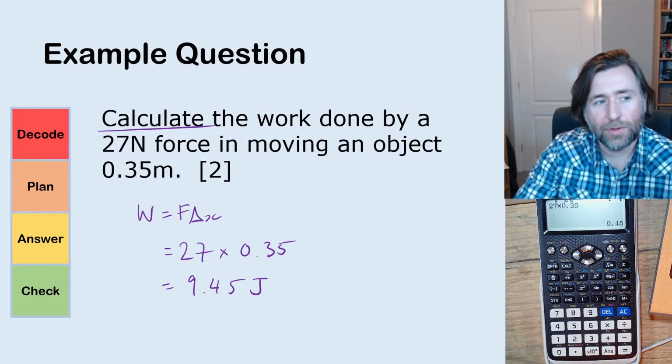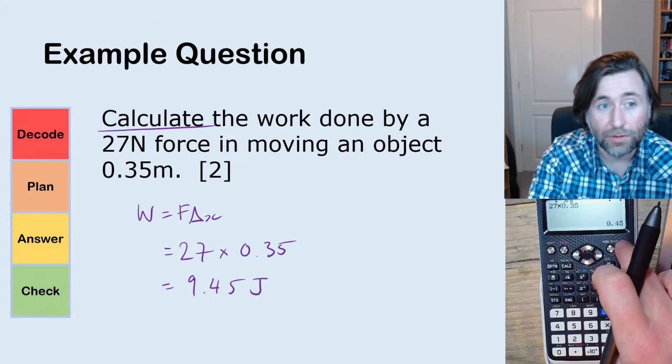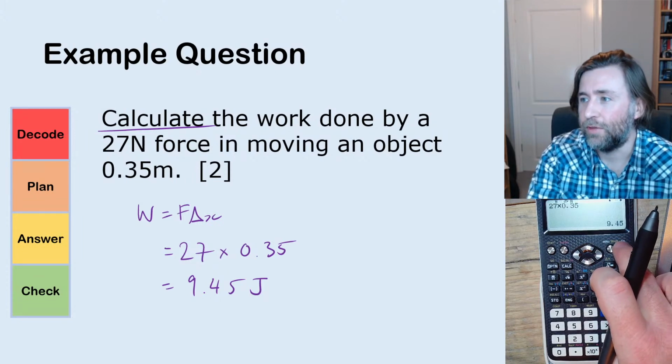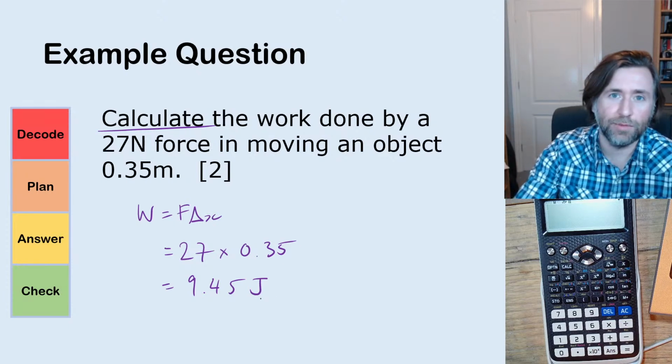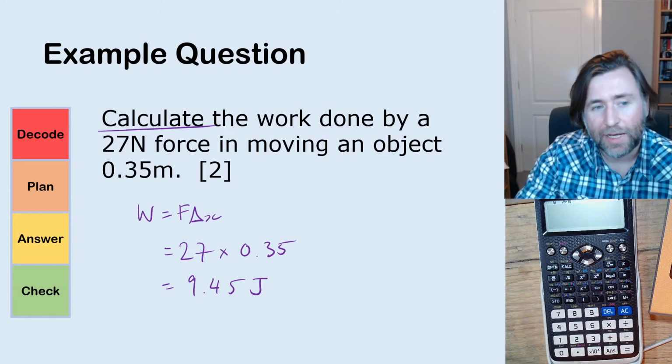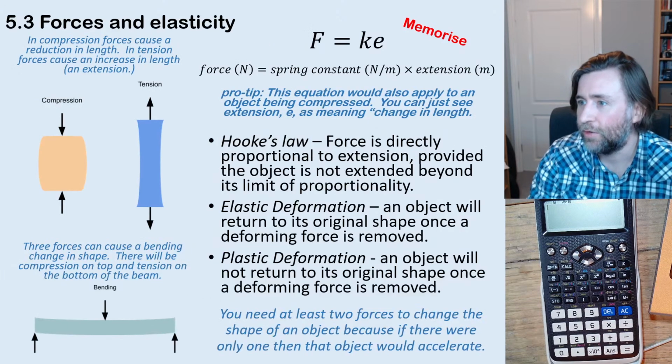Okay, so that's our first one. That is a straightforward calculation because the units were already ready and we didn't need to do any rearranging. We got a mark for substituting though, so even if we put the numbers in the calculator wrong, we'd get a mark for substituting and a mark for our final answer with the unit on the end.